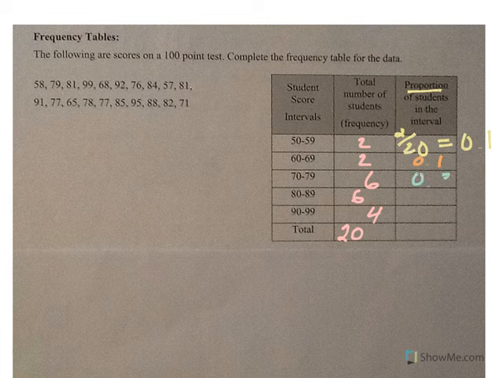6 would give us 0.3, so both of those are 0.3. 4 is 0.2, and then of course 20 out of 20 gives us a total of 1, and that makes sense because that's our total.